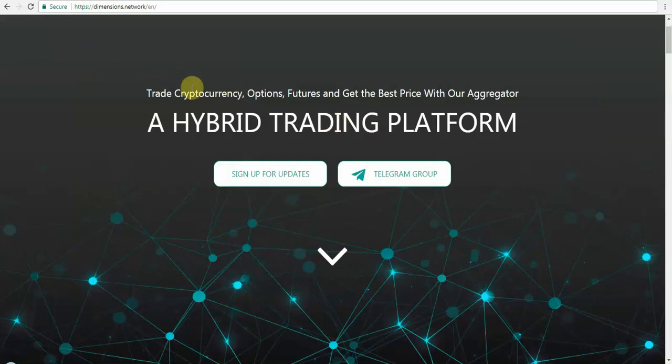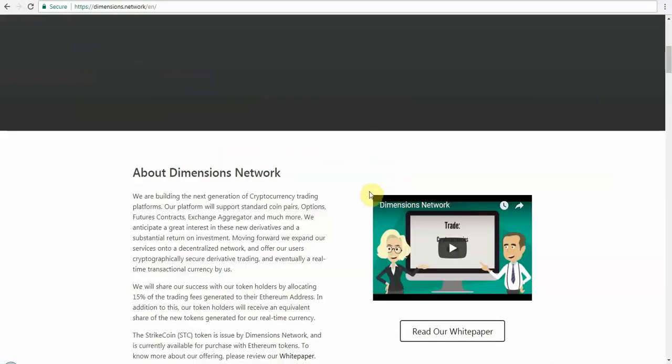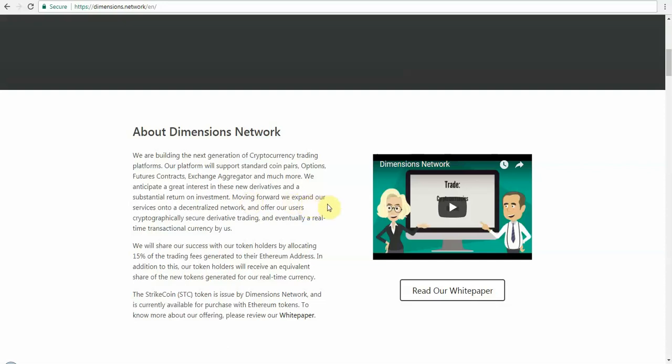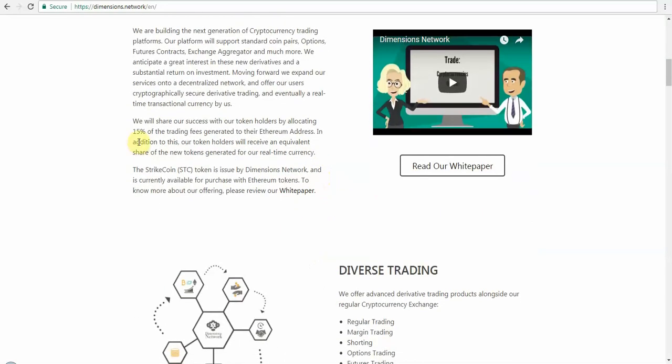Dimensions Network is building a hybrid trading platform which will support trade in cryptocurrencies, options, futures, and they also have an aggregator. Moving forward, they wish to expand the services onto a decentralized network, thereby they can offer the users cryptographically secure derivative trading and eventually a real-time transactional currency. So they are willing to share 15% of the trading fee with the token holder. So if you hold Strike Coin, you will receive 15% of the trading fee generated by their platform.